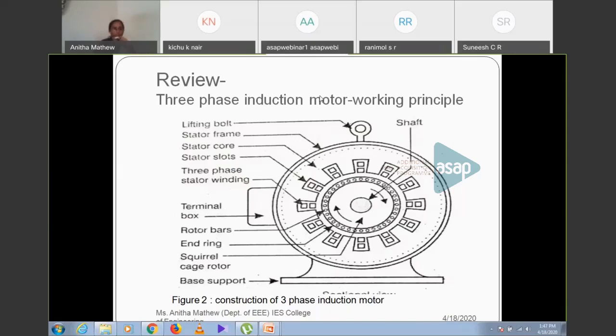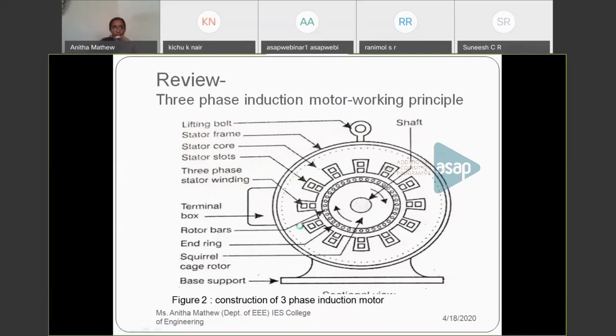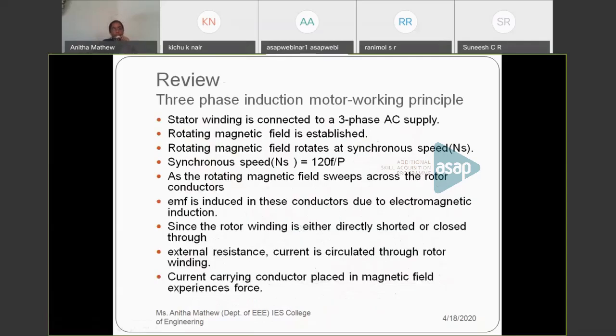The speed of the rotating magnetic field is known as synchronous speed. Synchronous speed Ns is equal to 120 f by P, where f is the frequency and P is the number of poles.